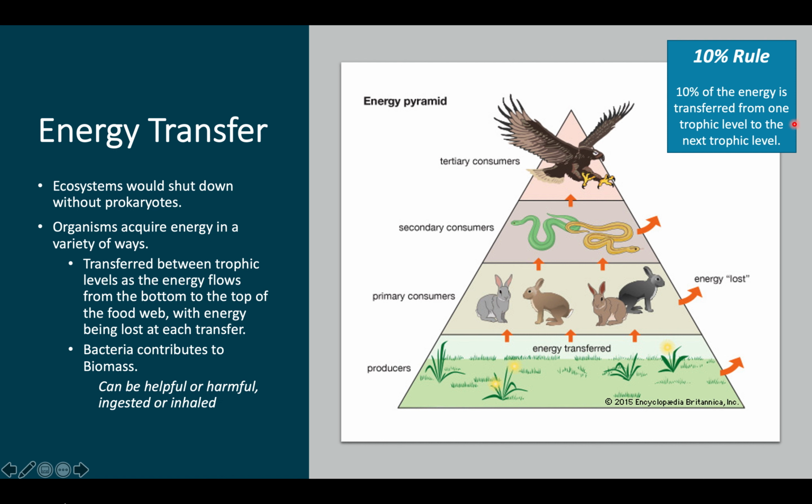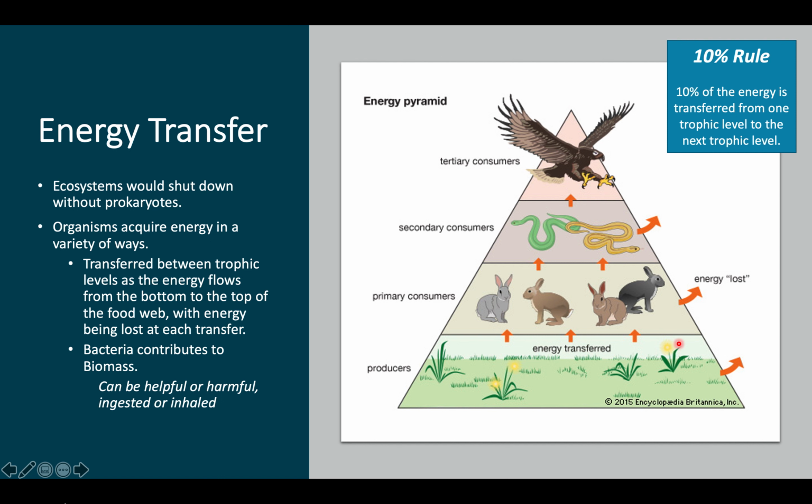So at every different trophic level, 10% of the energy is transferred from one trophic level to the next. So these guys, which maybe are 100% energy, let's say, they're going to transfer only 10% of that energy to these rabbits after the rabbits eat them, which means that by the time we get up here, we have less than half of the original energy we got from this first producer and primary consumer relationship.